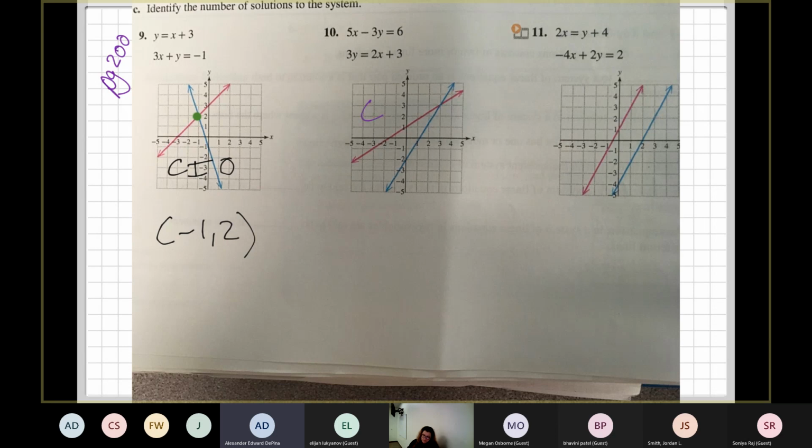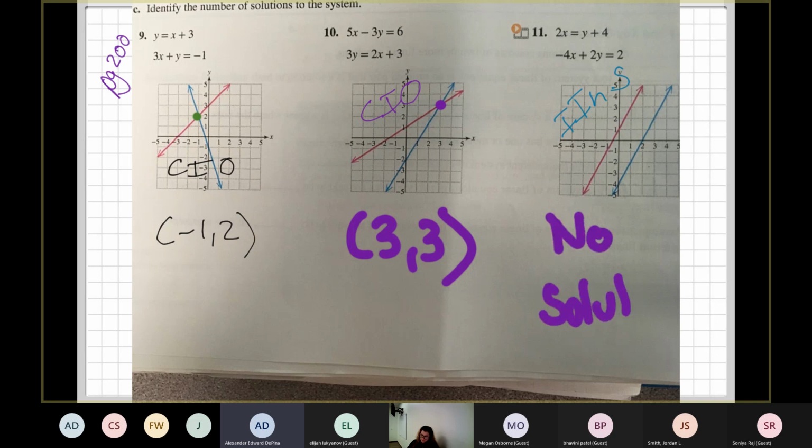CIO again. And the solution is? Right here, the solution would be 3, 3. Yes, and the last one is? IINS. And with IINS, we have indeed no solution. Don't you forget it. There you go. Okay, any questions so far? Like I said, I'm going to ask you again in 10 minutes.